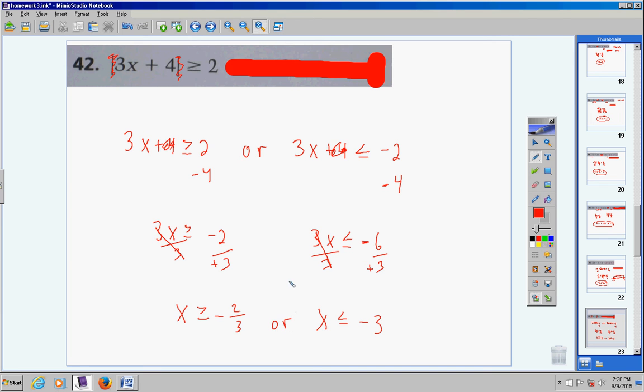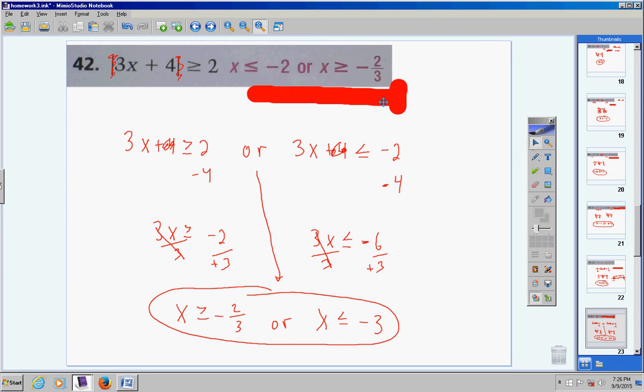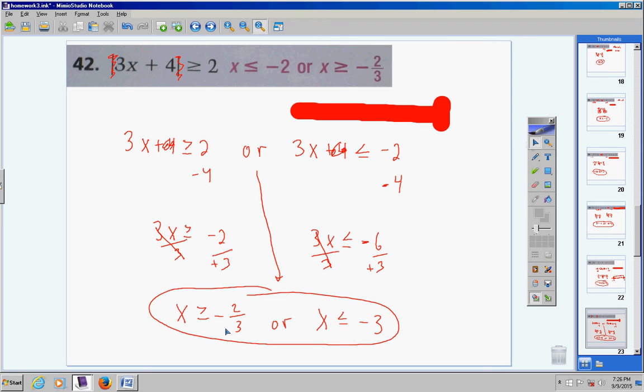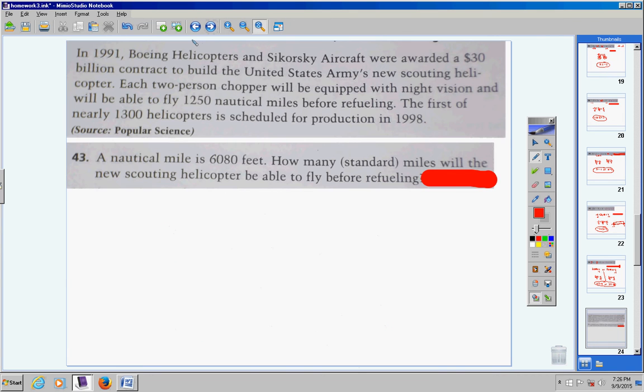Put your or right here, bring that down, and you are finished. X is greater than or equal to negative 3 like we have here, or X is less than or equal to negative 3. Oh my goodness, look at that. My fault, guys. Negative 2. Negative 2, sorry about that. Alright, negative 2. Alright, okay, moving on to some word problems now.